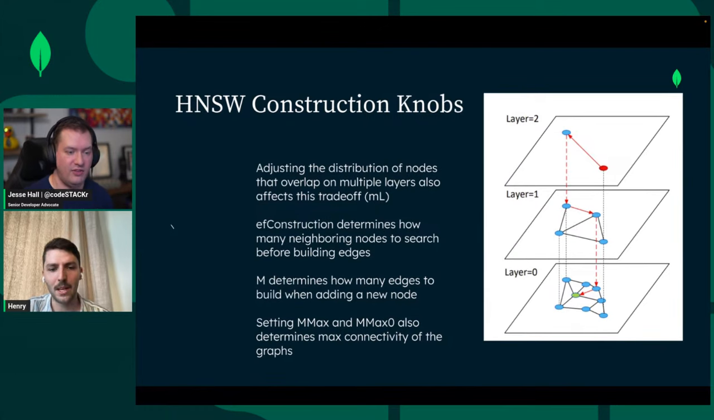Just a quick review over some of the construction knobs. The level multiplier defines the distribution of nodes across the different layers. EF construction tells you how many neighboring nodes to search when you add a node. M tells you how many edges to build off that node. And M max zero, given layers one and up and then layer zero, is the max degree of any single node. The main idea is don't overly connect any node.